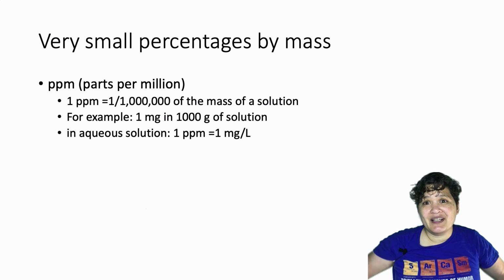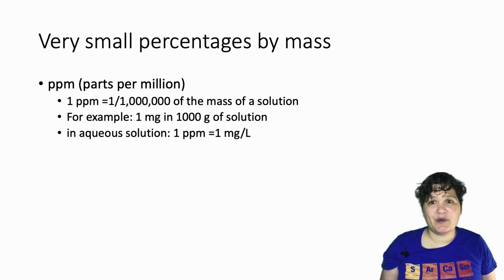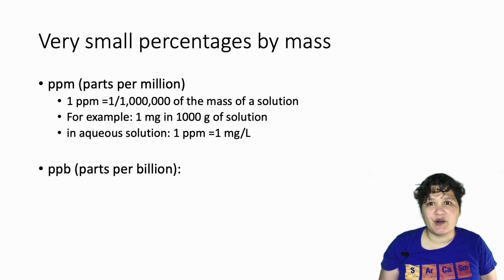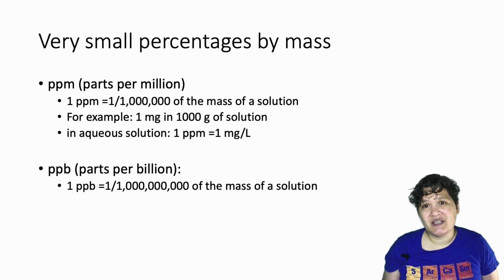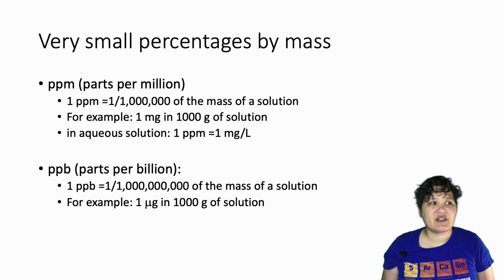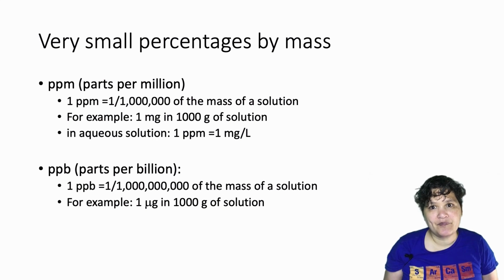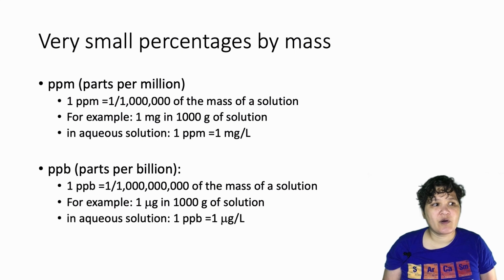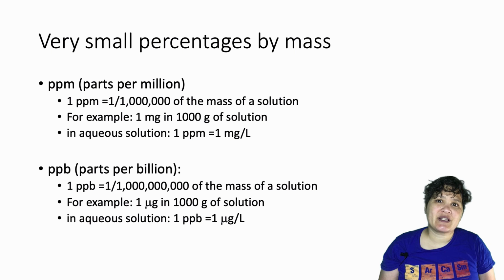Some things are even less concentrated than a part per million. And so you can have parts per billion. A part per billion is 1/1,000,000,000th of the mass of a solution. And in aqueous solution, that's going to be 1 microgram in 1,000 grams, or we say a microgram per liter. And so where you're going to see this a lot is when you're talking about water quality.